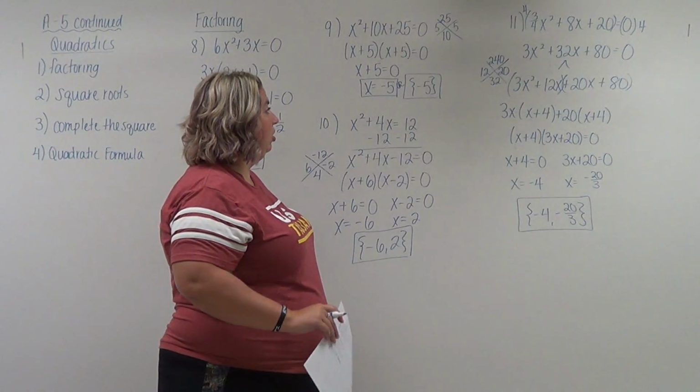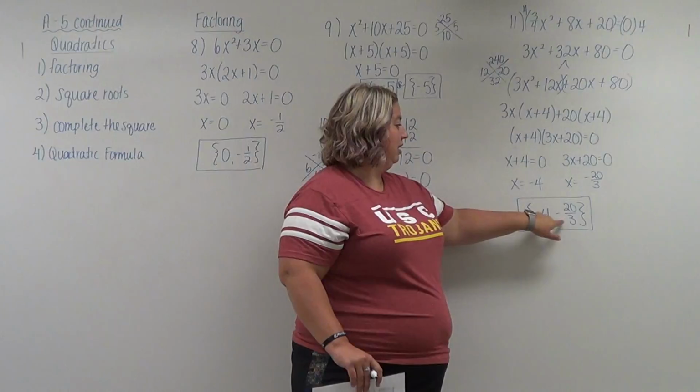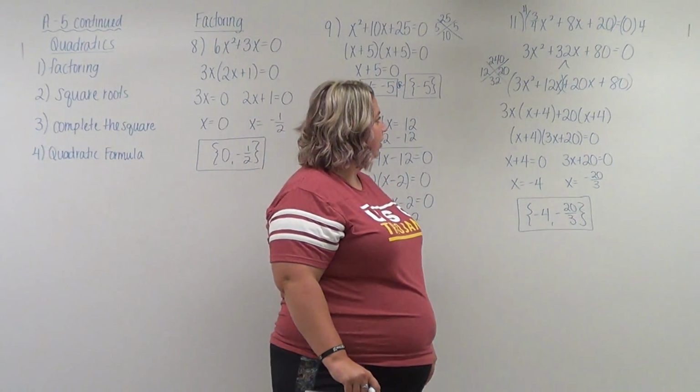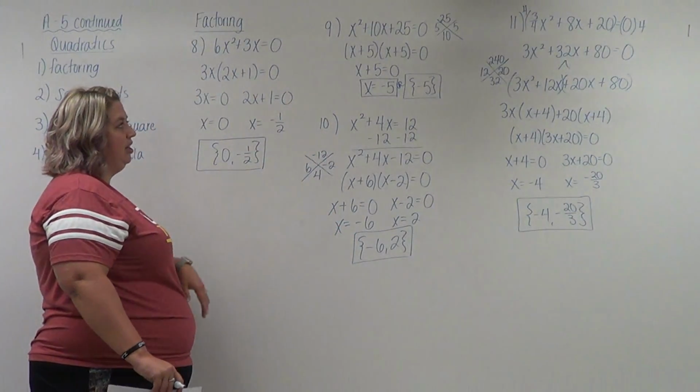So you would want to make sure, since that one would not come out perfectly, that you leave it either as an improper fraction or make it a mixed number. Okay, so this will cover different examples that you're going to see for factoring.